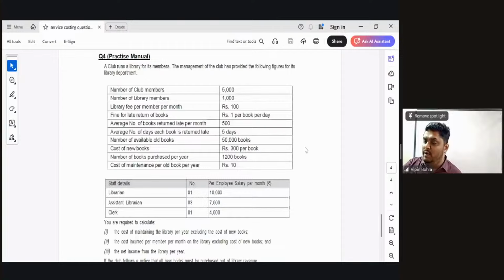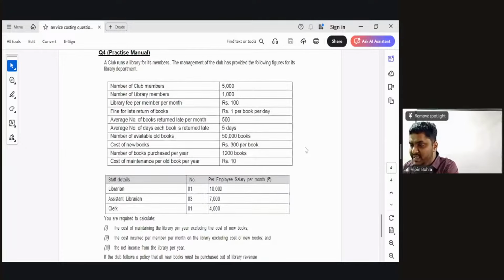The average number of books returned late per month is 500, and the average number of days each book is returned late is 5 days. The number of available old books is 50,000. The cost of a new book is rupees 300 per book. The number of books purchased per year is 1,200. The cost of maintenance per old book per year is rupees 10.